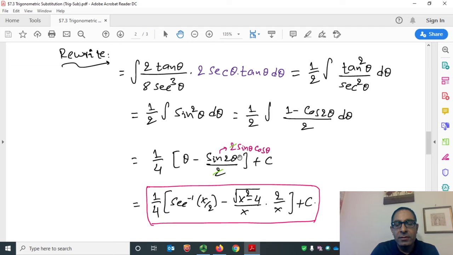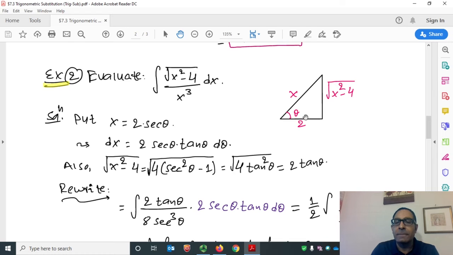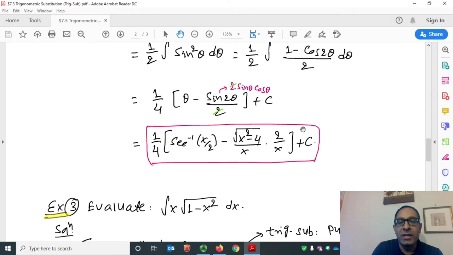And now sine theta, cos theta. Now I'm going to use this triangle. So the sine theta is perpendicular over hypotenuse. So sine theta equals radical x squared minus 4 over x. And the cosine theta is base over hypotenuse. So the cosine theta equals 2 over x. So let me scroll down. That's what I wrote here. Sine theta is radical x squared minus 4 over x. Cosine theta is 2 over x plus c. Awesome.